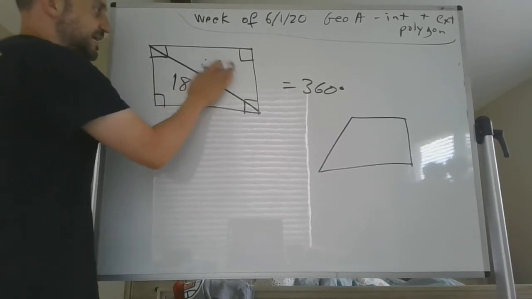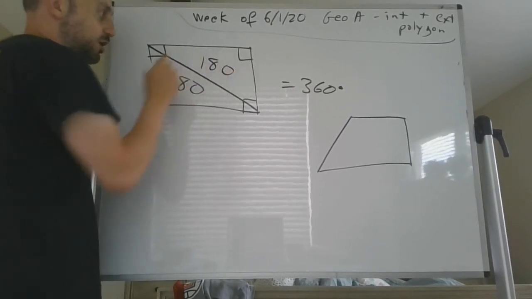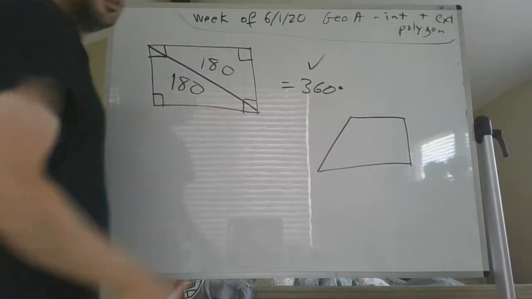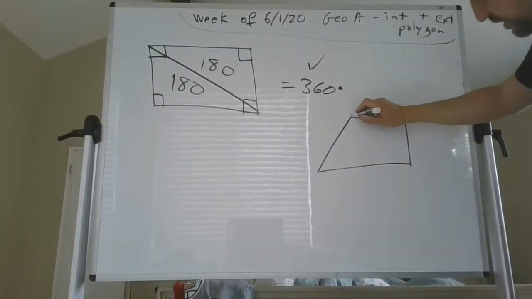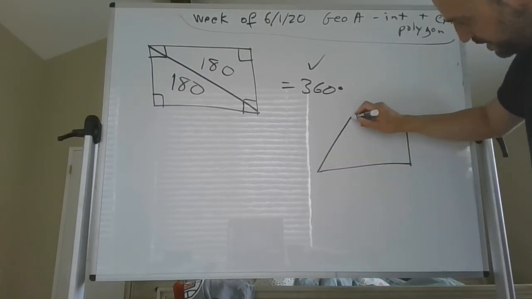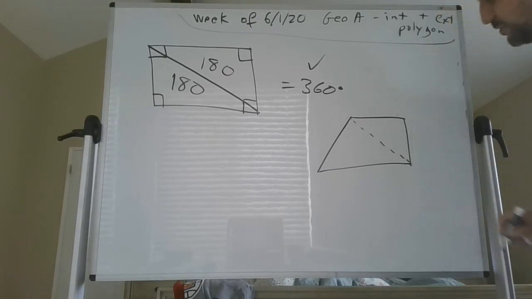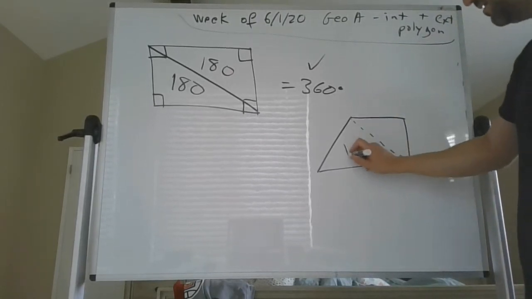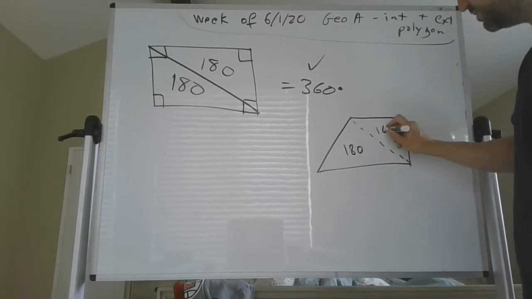So if this is 180 and this is 180 and there's two of them, well then what's 180 plus 180? 360. Same works for this one. No matter what quadrilateral you do, I can go from here to here, or I can go from here to here, doesn't matter. Any way you cut it, guess what? We now have two triangles. We know triangles are 180 apiece.